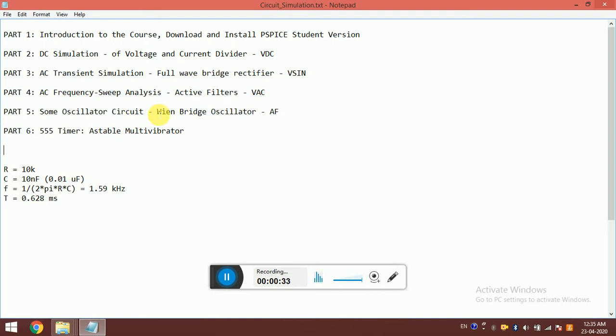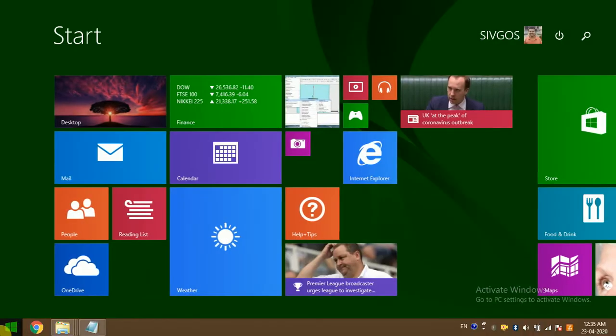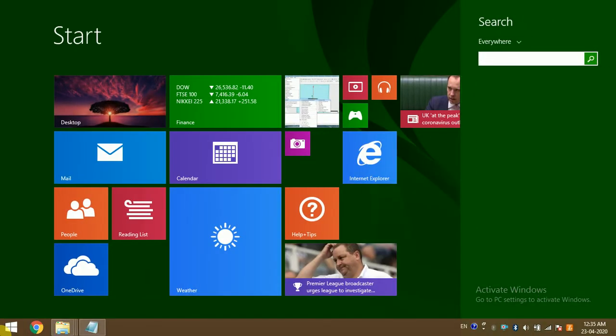So let's design this circuit. I have already calculated the values. So I will take R equal to 10 kilo ohm and C equal to 10 nanofarad. This will give us frequency equal to 1.59 kilohertz, which is approximately 1.6 kilohertz, and the time period will be 0.628 millisecond. So let's make this circuit and see what happens. So I have to start schematic.